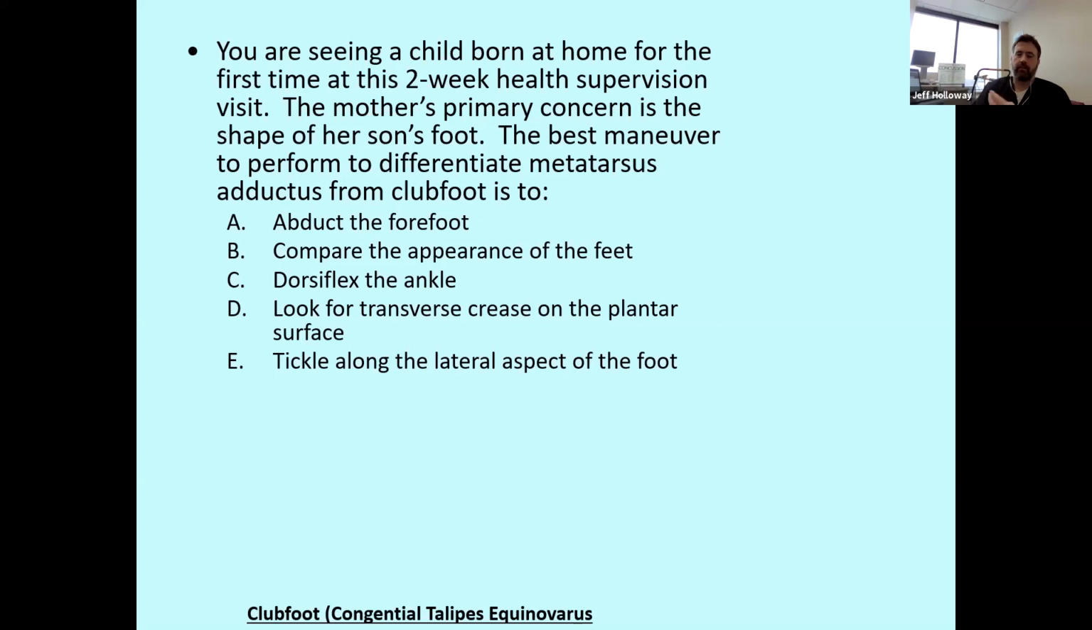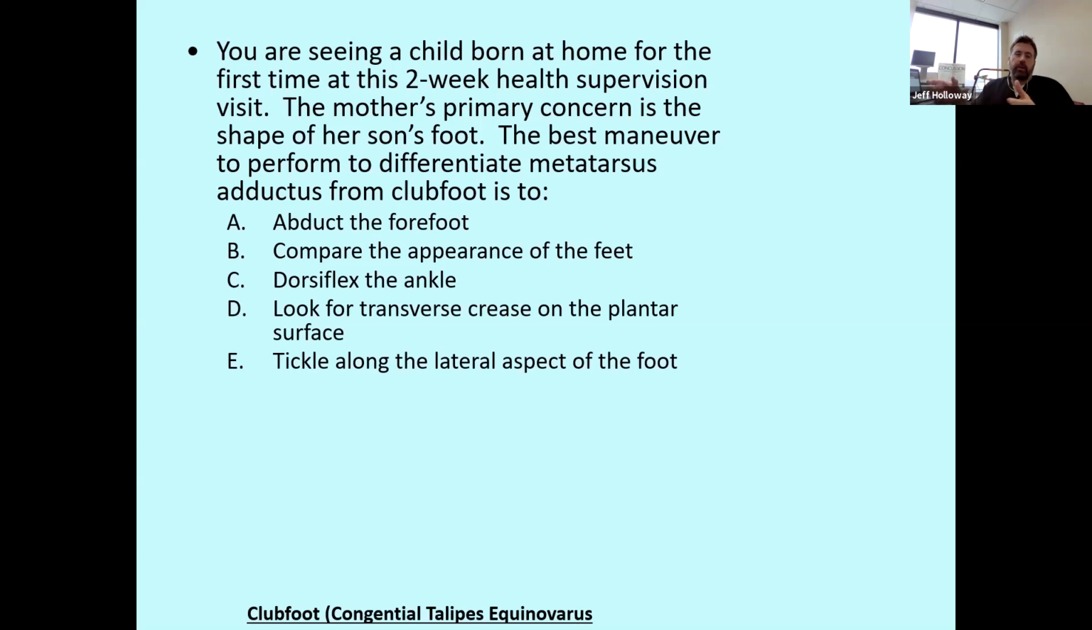And then this question is looking at that same idea, but asks for the best maneuver to differentiate metatarsus adductus from clubfoot. On the exam, it looks like things are kind of twisted up and in. How do I tell the difference? Obviously it's not going to be tickle the lateral part of the foot, because that's just metatarsus adductus. Can he straighten it? He's just curled in, right? It's nothing to worry about. It's not look for the crease, because again, that would be at the foot.